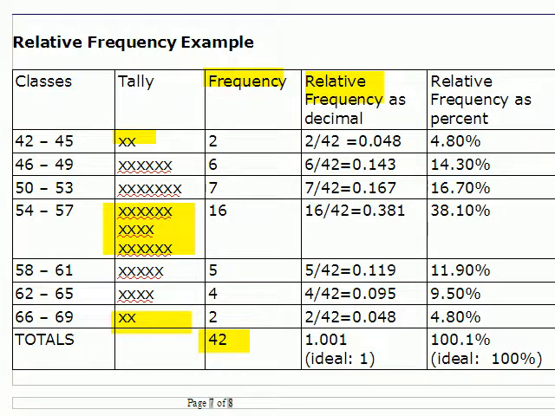So to get the relative frequency, you divide the frequency. 2 divided by 42 gives you 4.8%. 16 divided by 42 is 38.1%. When you add up all these decimal values, ideally you should get 1. Here you should get 100%.